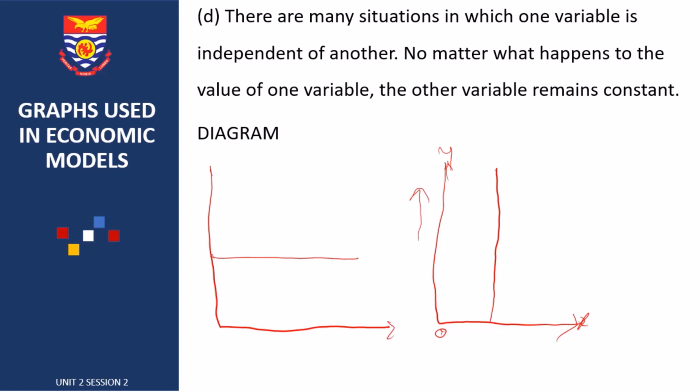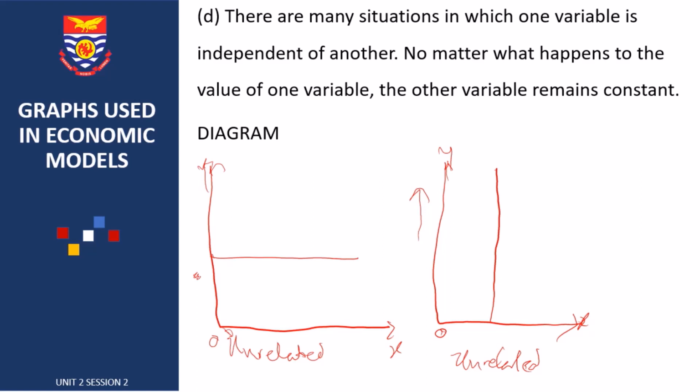Let me say X is the origin, then Y. Here we say unrelated. They are unrelated. This is also unrelated. No matter what happens to y, x doesn't really matter. Here, no matter what happens to x, y doesn't really matter.